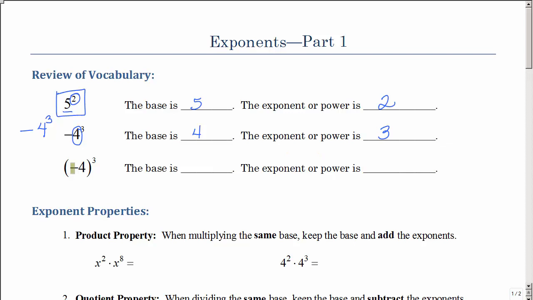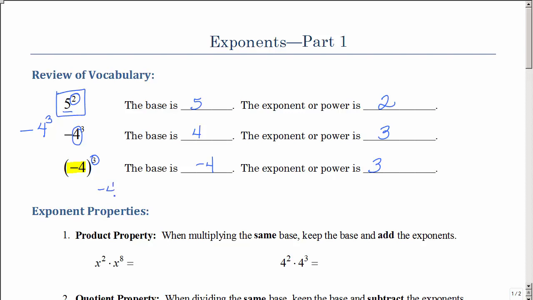So how is the next one different? Well, if you notice, the -4 is all in parentheses, and all of it's being raised to the third power. So this time the base is -4, and the power is still 3. What's the difference between these two? You would get two different answers.